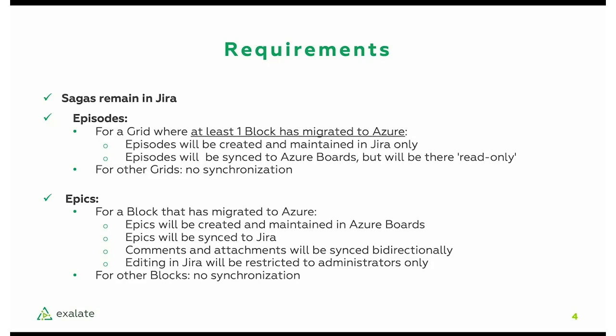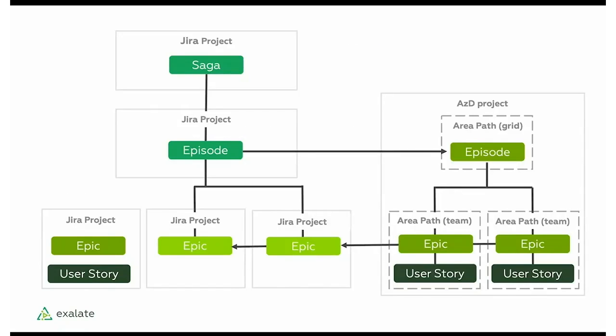If you want, you can pause the video and take a closer look at the requirements, but the main idea is described in this diagram, which is that sagas, which are the most important issue type, the biggest one, the top one, are going to be maintained only in Jira, whereas the second most important issue type, which is the episode, is going to be synchronized over from Jira to Azure DevOps in read-only mode, and then in Azure, the epics that are created in Azure will be synced back to Jira.